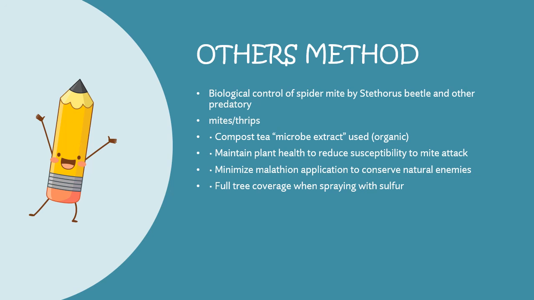Okay, so next I will tell you other methods that we can do to improve our productivity. We can also use organic spray to kill the pests, by extracting microbes from a compost tea that we make. Besides that, we can also do full tree coverage when spraying with sulfur.